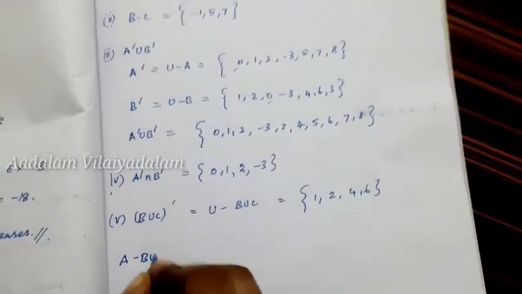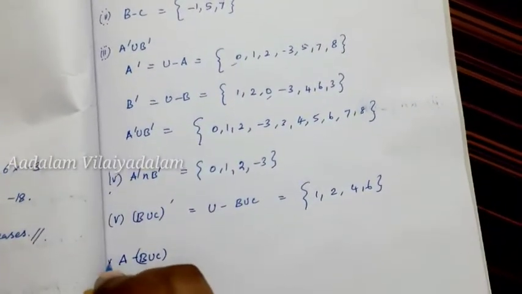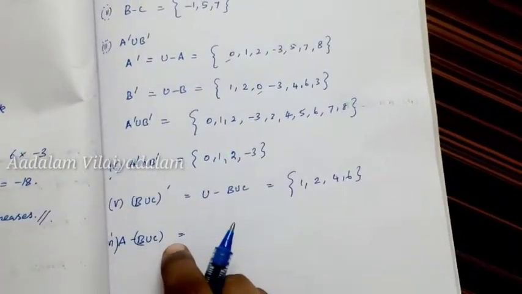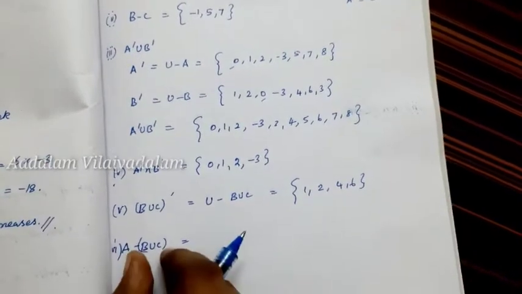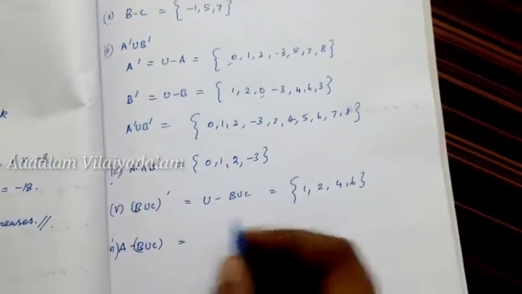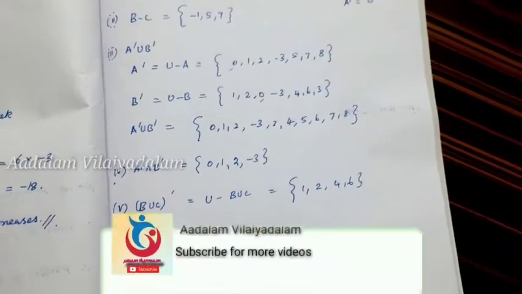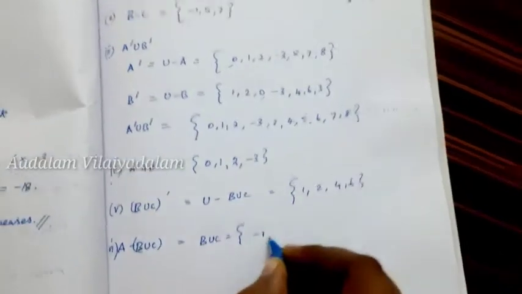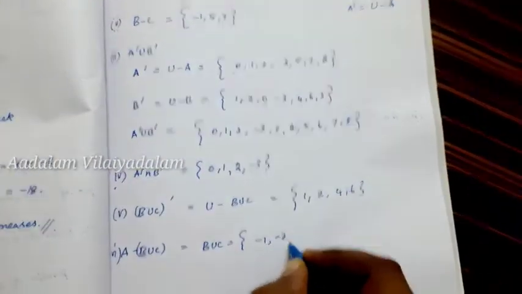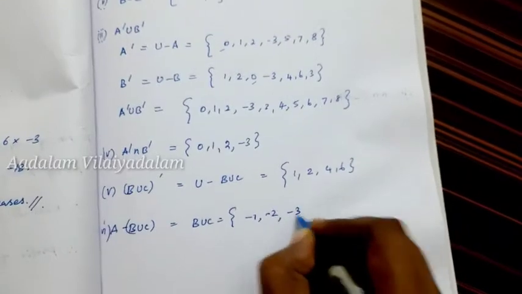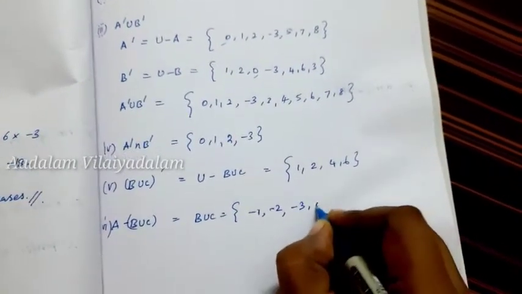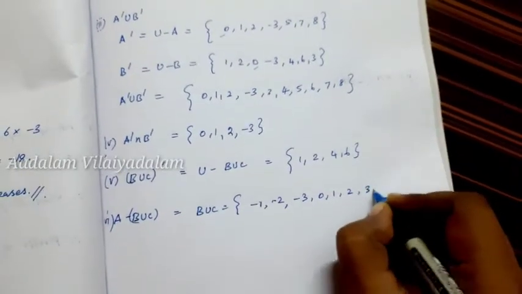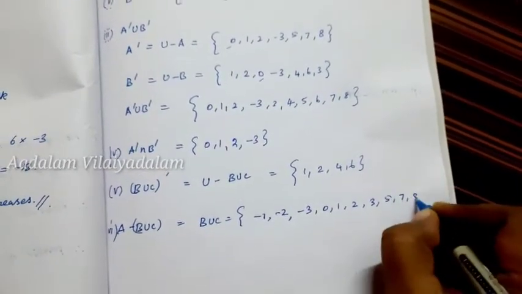The next one, A minus (B union C). Okay, this is the sixth one. So here A minus (B union C) is given. Here we need to find first the bracket, which is B union C. So let's find B union C, that is minus 1, minus 2 and minus 3, 0, 1, 2, 3, 5, 7, 8.